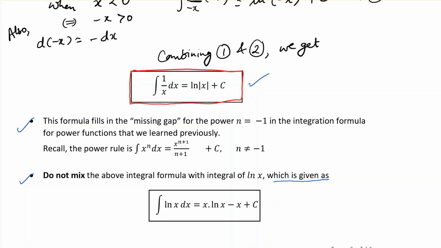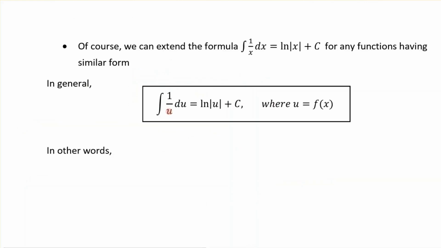Next, let's try to generalize this formula and see what happens if we have some other expression in place of x. If we have u, where u is f(x), then the formula is the integral of 1 over u du is equal to ln of absolute u plus c. And the shortcut method which we're going to use, we can just plug in the value of u. We can use the substitution rule.